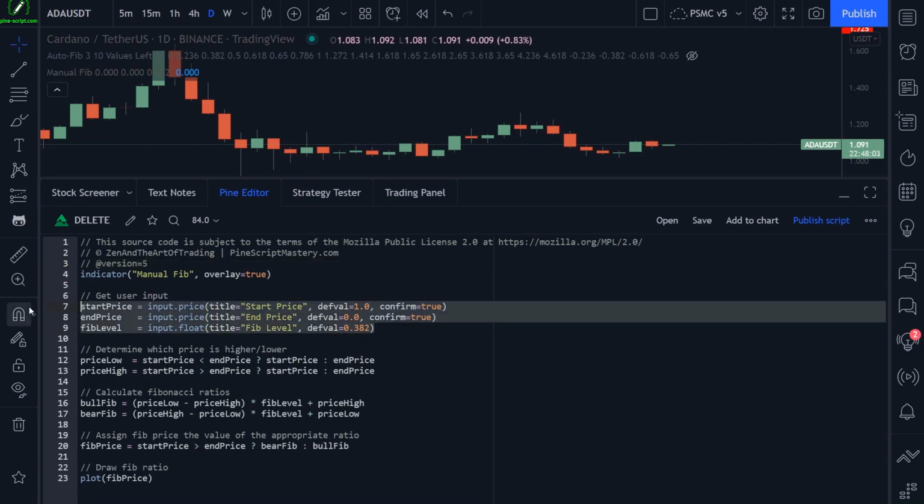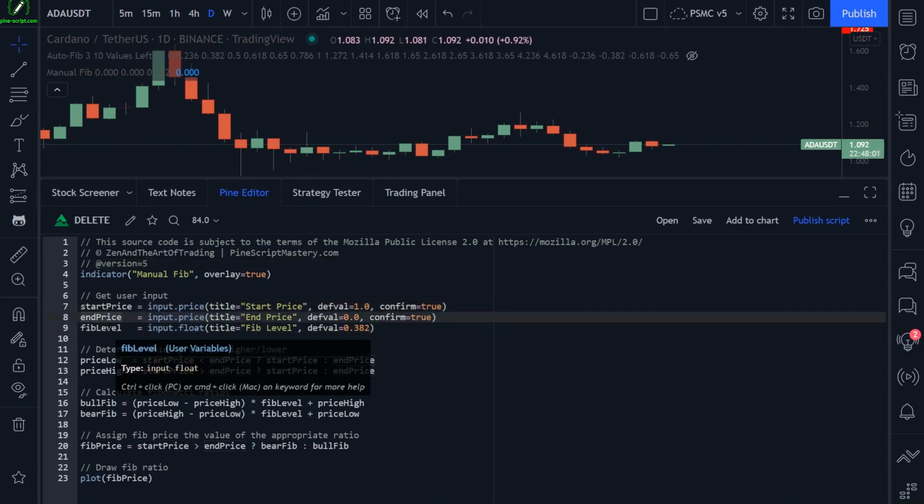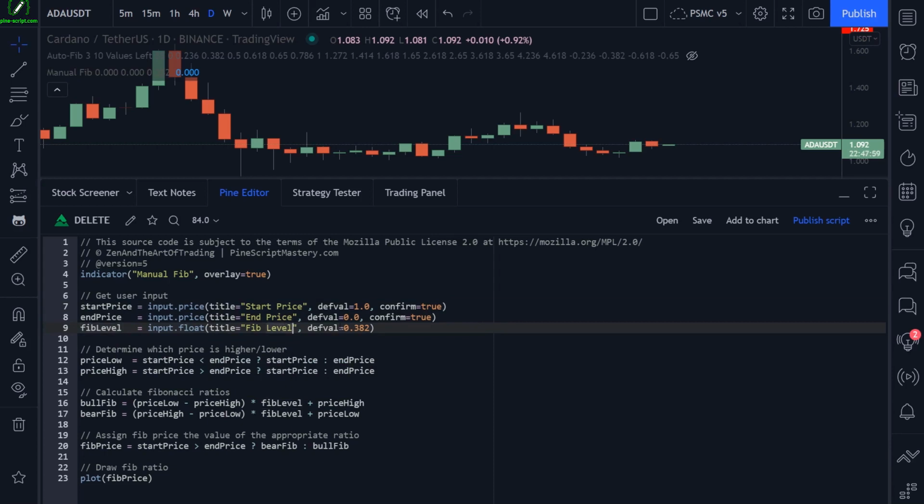We're getting three user inputs: a starting price, an ending price, and the fib level or fib ratio, this should probably say. So this is the fib ratio that we want to draw onto our chart between these two price points. It's going to be by default the 382 retracement. So the way this works is the first thing we need to do is determine which price is higher or lower to get our price low or price high.